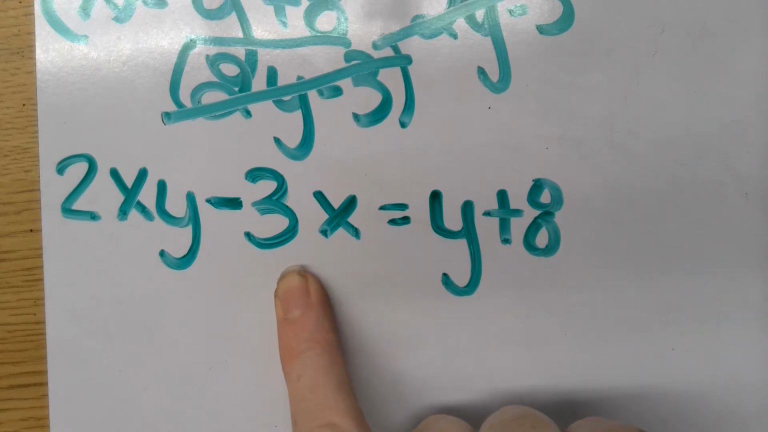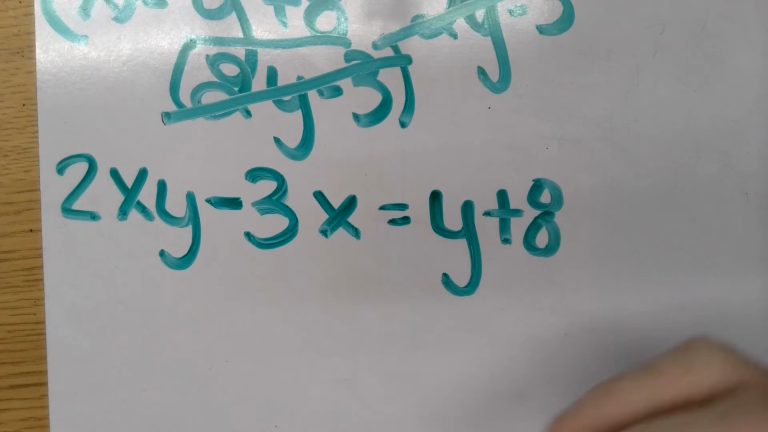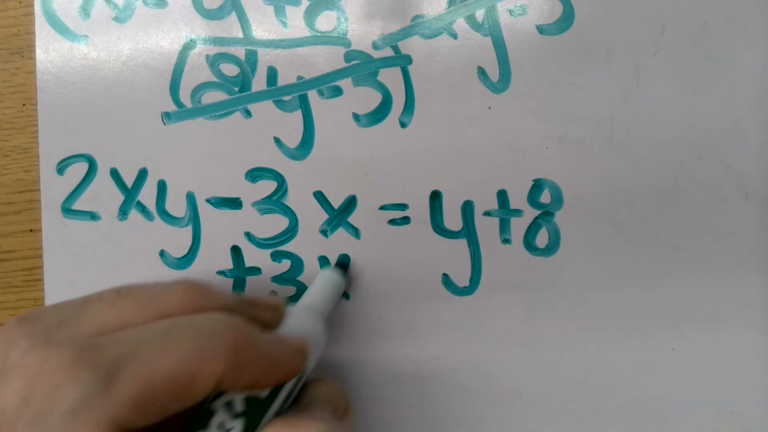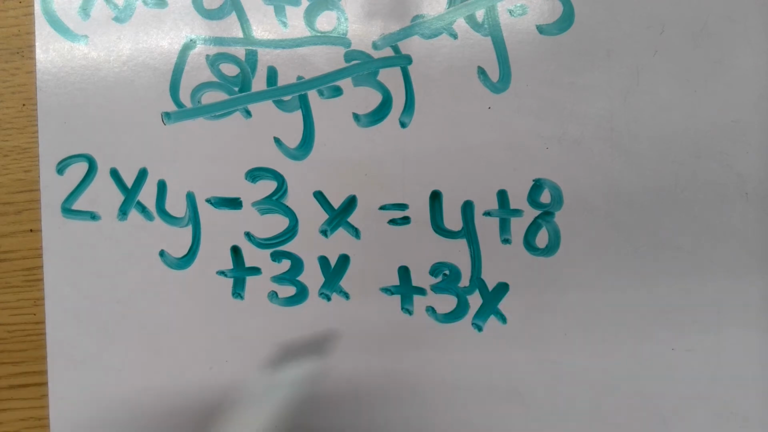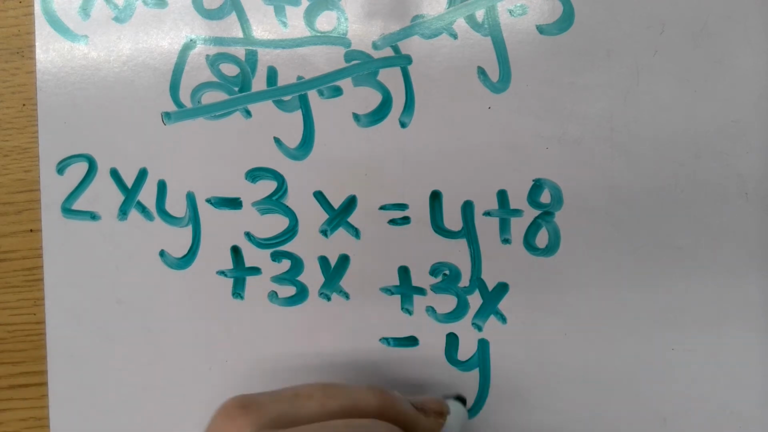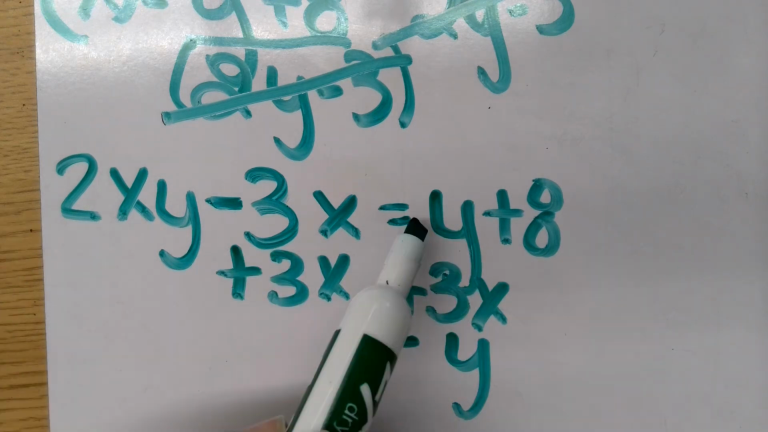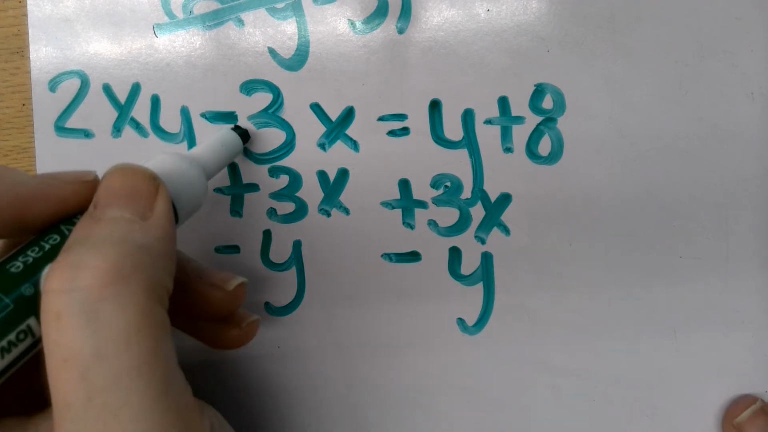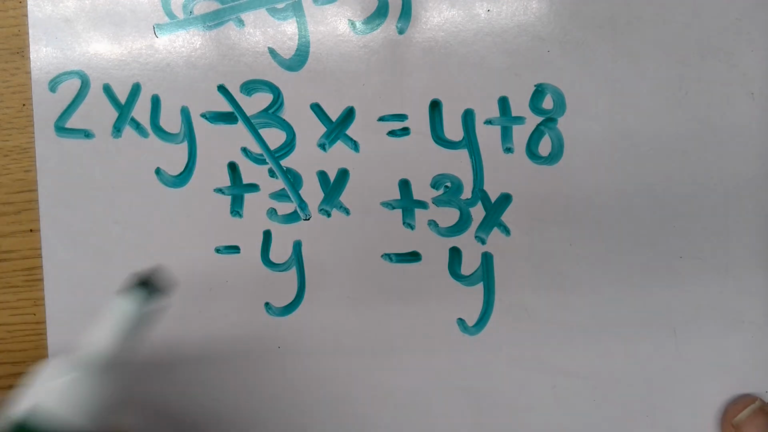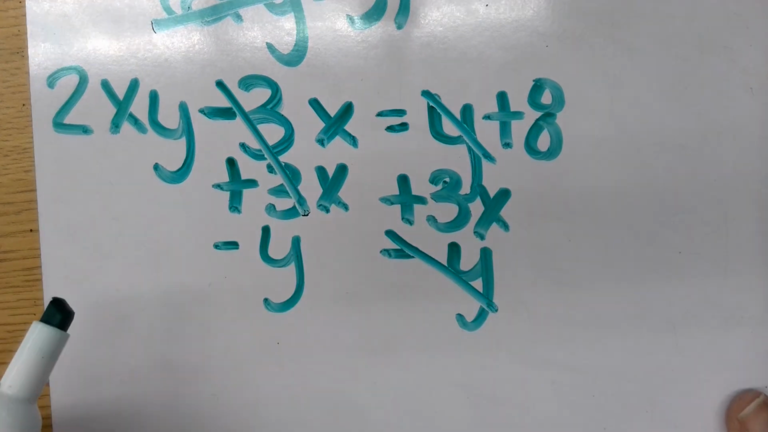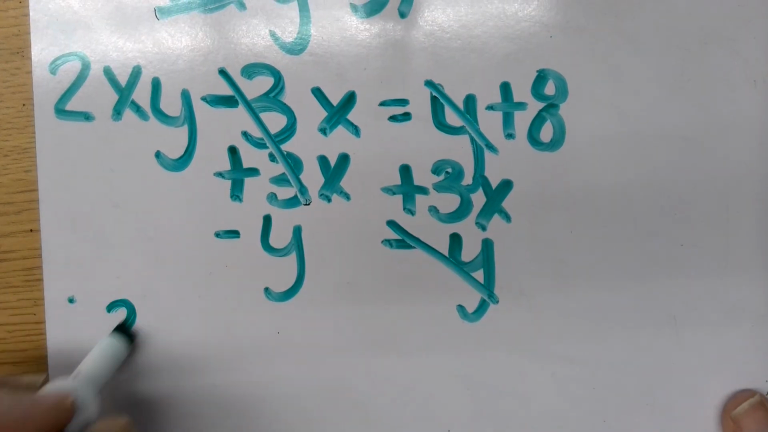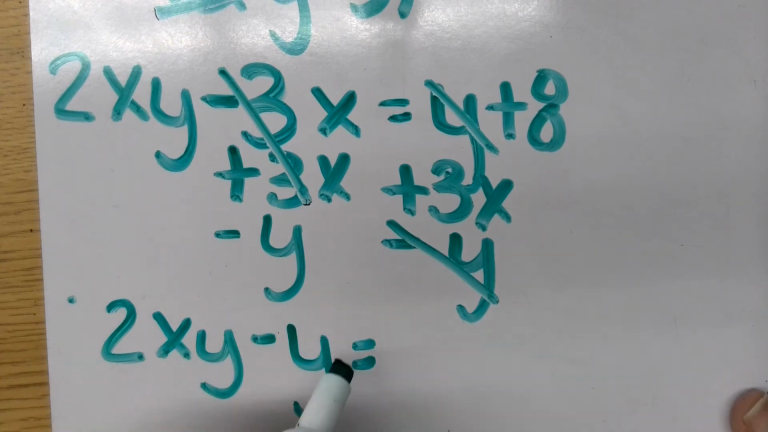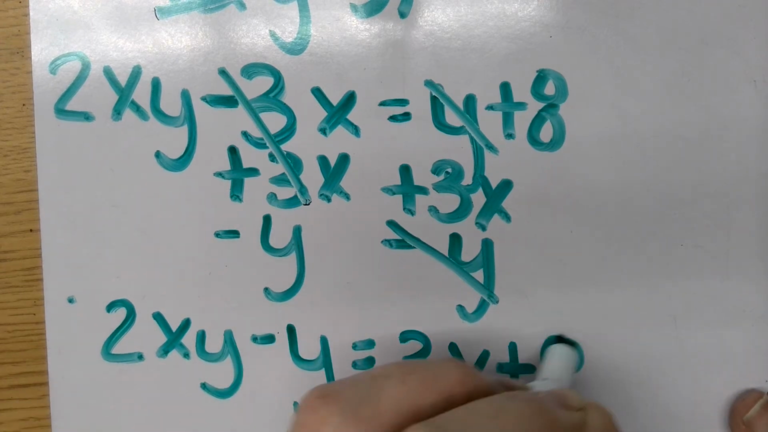All right, now I need to go ahead and get this y on the same side as this, and to do that, I need to exchange these two. So I'm going to add 3x to both sides, and I'm going to subtract at the same time that y value right here, because it's positive y, so I'm going to subtract it from both sides. This negative 3x and positive 3x cancels out. This negative y and this y cancels out. So I'm left with 2xy minus y equals 3x plus 8.